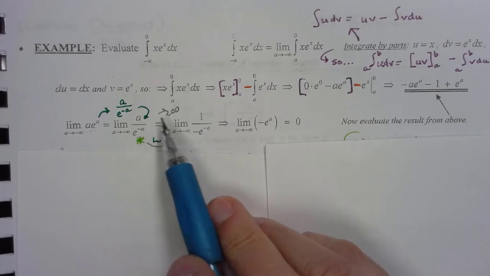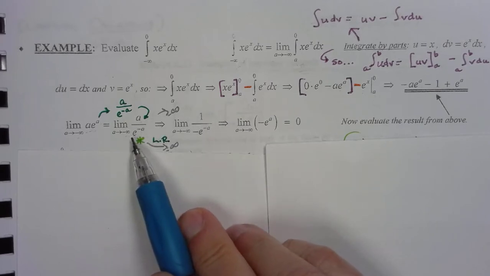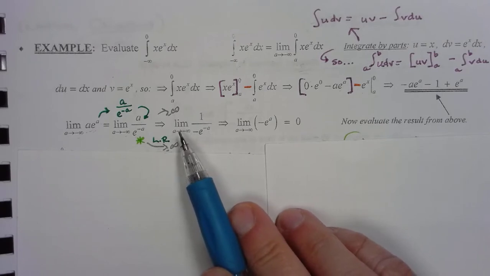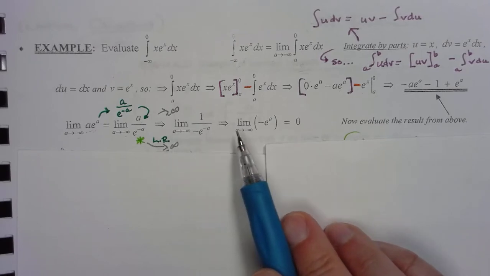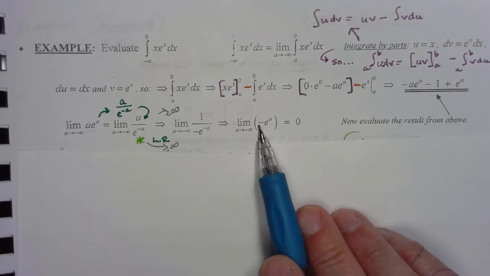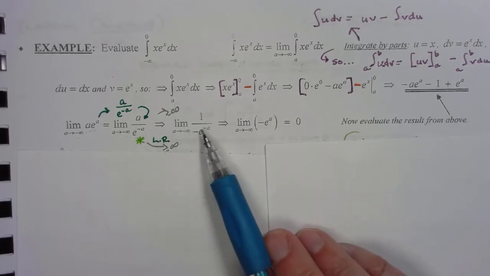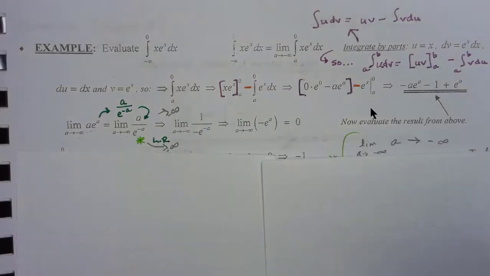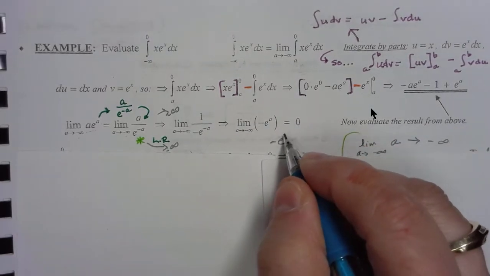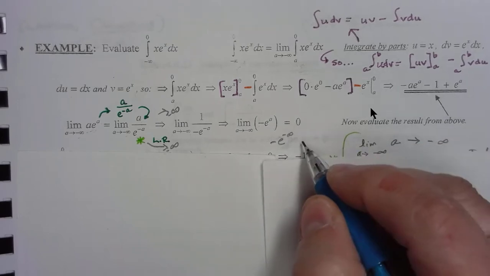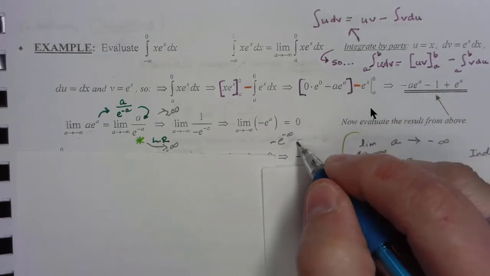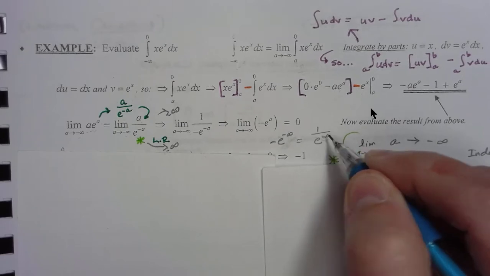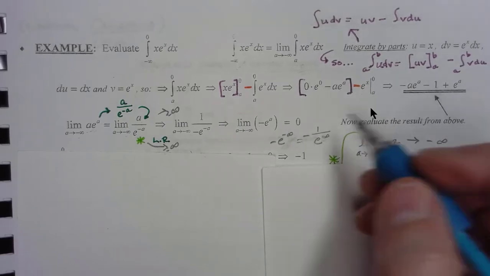So the derivative of a is 1. The derivative of e to the negative a is negative e to the negative a. And so the limit as a goes to negative infinity is negative e to the a. We substitute negative infinity there, which is 0. This is negative e to the negative infinity. Of course, we don't write that, but that would be 1 over e to the infinity, which is 0.